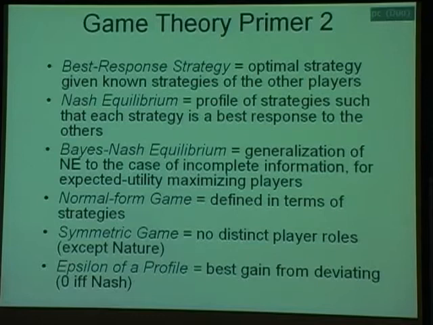response to the profile instead of what the profile actually dictates. So that's zero if and only if the profile is a Nash equilibrium, and it gives us a measure of how far from equilibrium we are otherwise. Any questions about any of these game theory concepts? And I'll move to the meat of the talk.